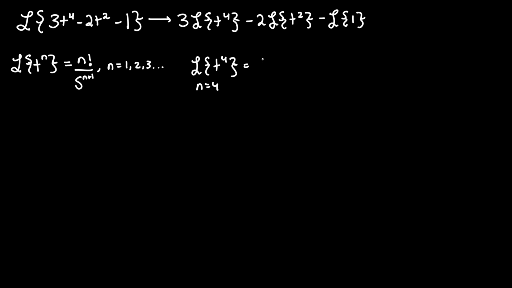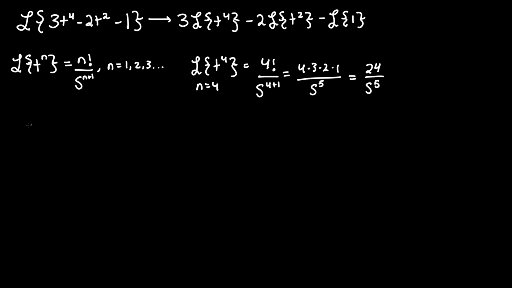So this becomes 4 factorial over s to the 4 plus 1, which equals 4 times 3 times 2 times 1 over s to the fifth. And we know 4 times 3 is 12, times 2 is 24, times 1 is still 24, so you end up with 24 over s to the fifth.